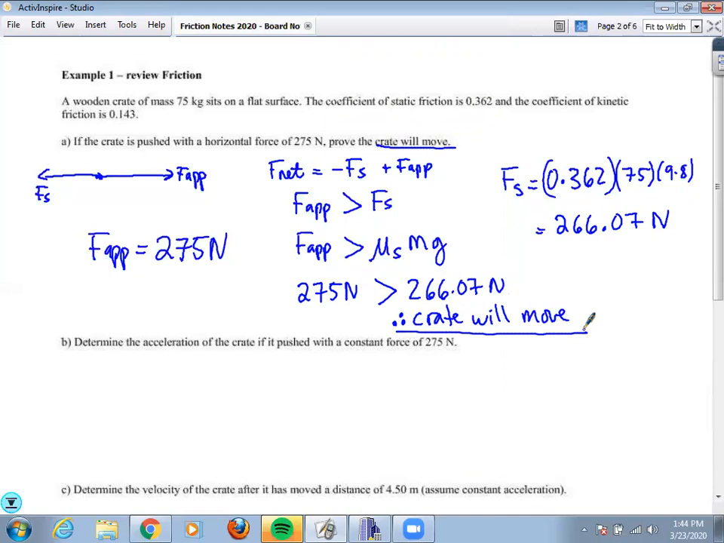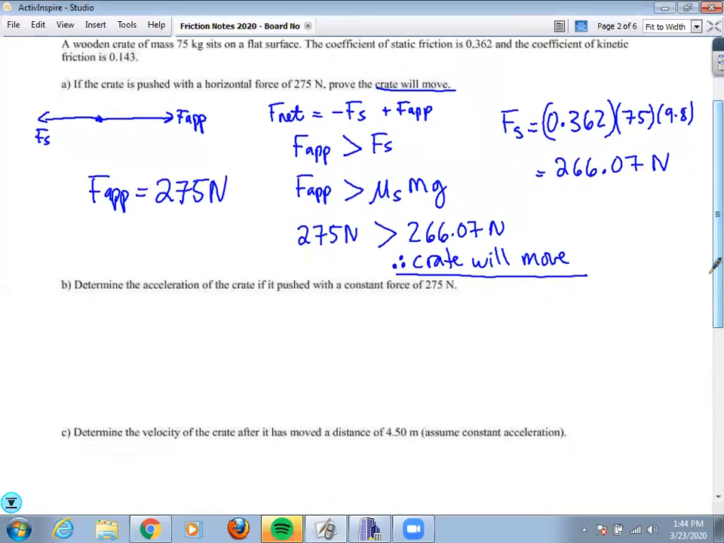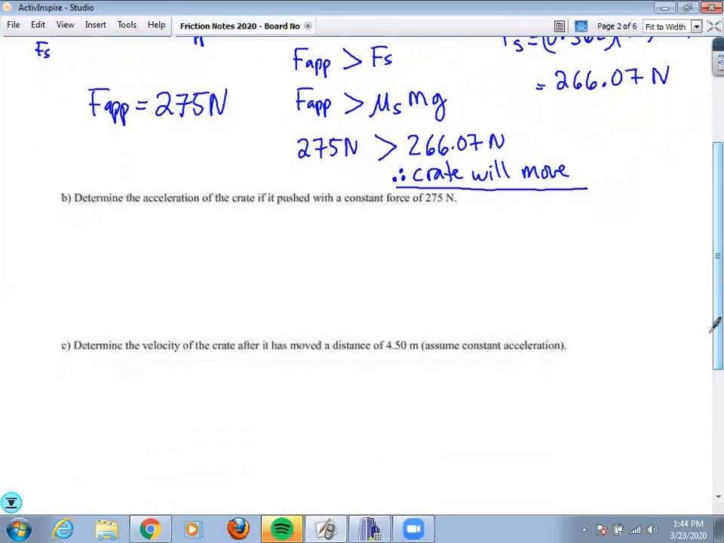Okay. So now that we know it's going to move, as soon as it moves, kinetic friction is going to take over. So part B, it says determine the acceleration of the crate if it is pushed with a constant force of 275 newtons. So that was the force that was being applied. So now we'll do another FBD.